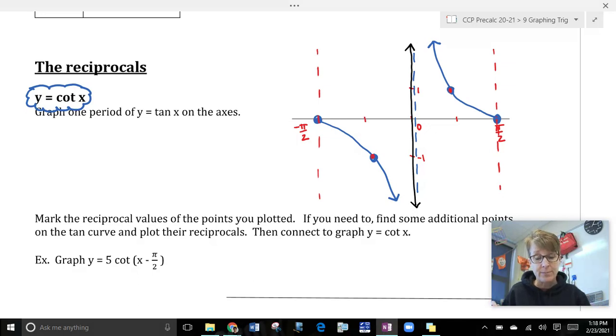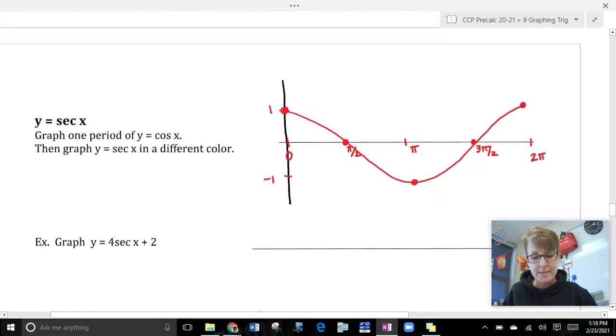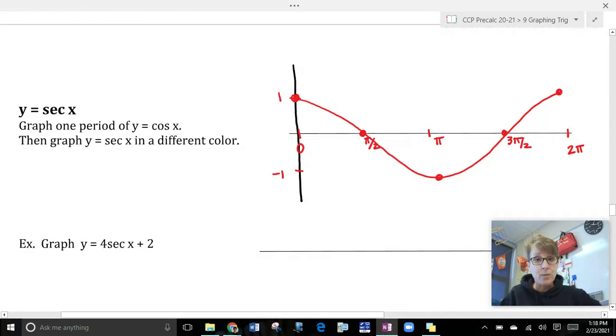We will do the example in class together. So I'm going to go ahead and scroll to the next reciprocal function, which is your secant. Now remember, secant is the reciprocal of cosine. So again, I went ahead and graphed my cosine already on this set of axes. So I went from 0 to 2 pi, I got my 5 points plotted, started at 1, ended at 1, etc. So go ahead and pause me, get this graph, and then we can turn this into a secant graph.